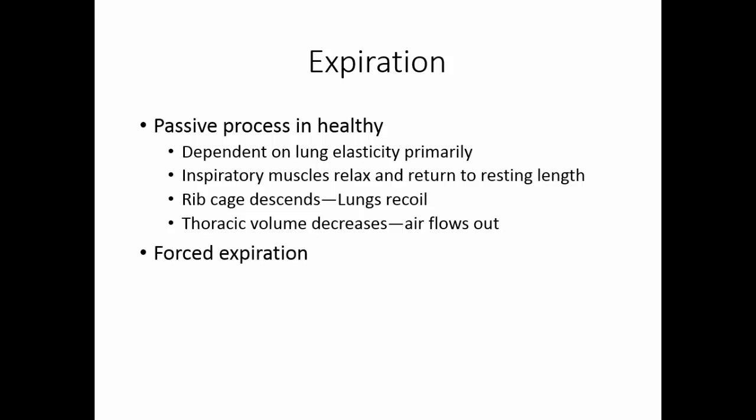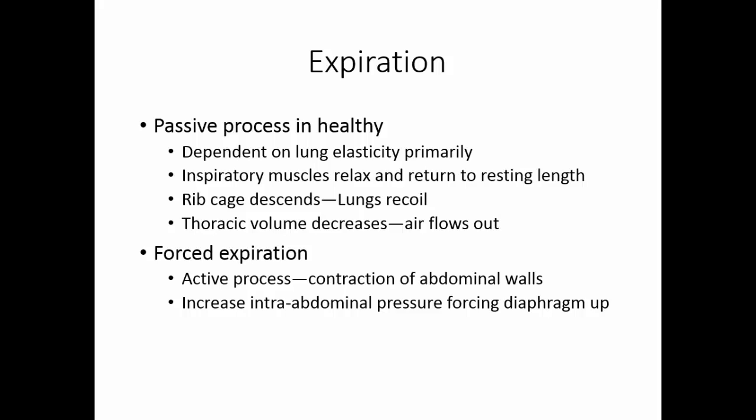Forced expiration is an active process. It involves contracting the abdominal walls. When you increase the intra-abdominal pressure, you force the diaphragm up even higher, decreasing the size of the thoracic cavity even more. You also pull the rib cage down more, decreasing the diameter of the thoracic cavity even more.